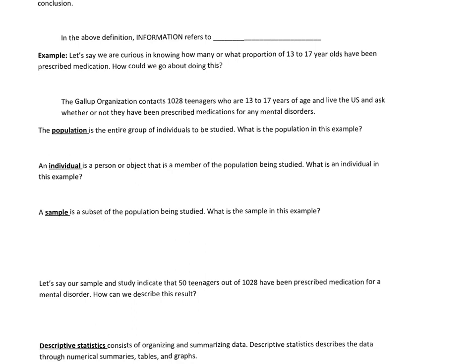Let's say we are curious in knowing how many or what proportion of 13 to 17-year-olds have been prescribed medication. How could we go about doing this? Well, it's definitely not an option to survey all 13 to 17-year-olds and ask if they have been prescribed medication. First of all, we don't have access to all of them. Second, that's a very personal question. We're not allowed to just gather medical information from teenagers. So we're only going to be able to look at a select amount of teenagers. We can't look at all of them.